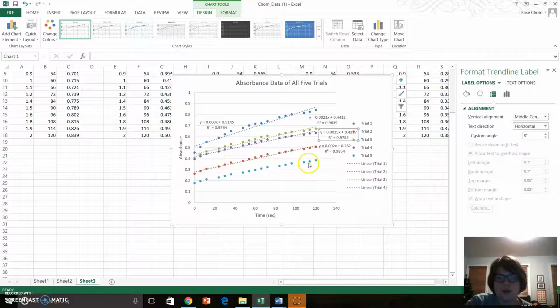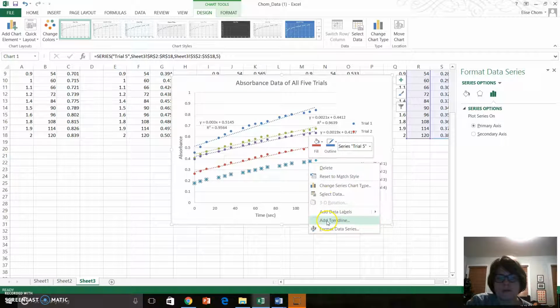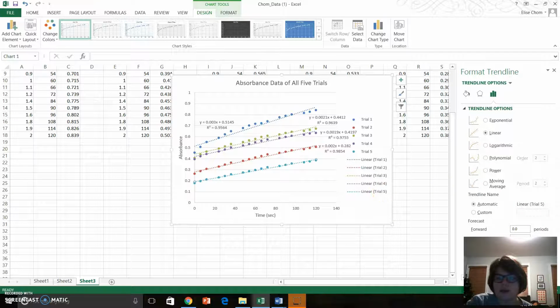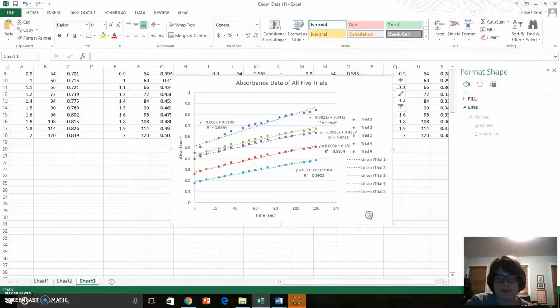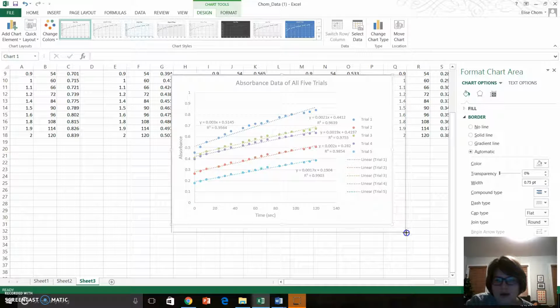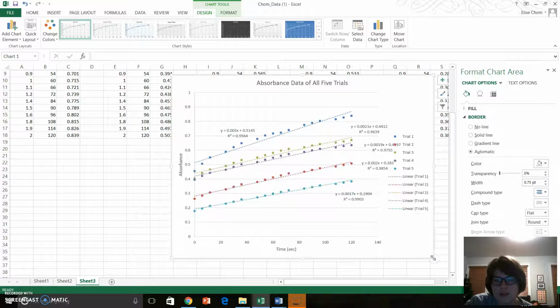Okay. And my last one, trend line. Okay. Yeah. Now I got a lot going on in this chart.